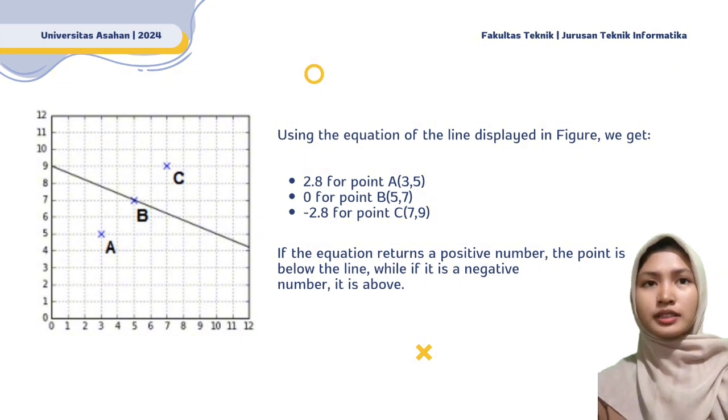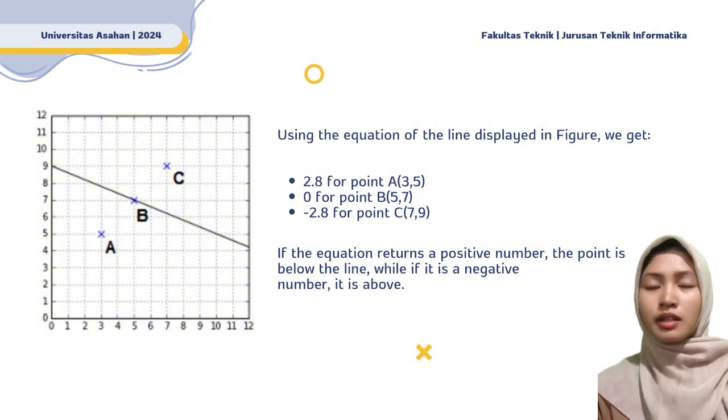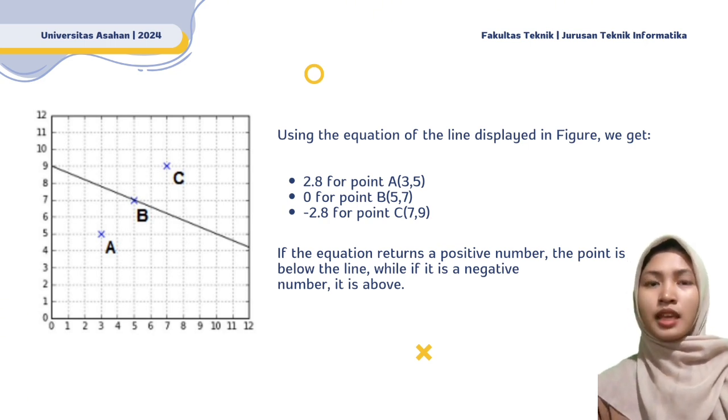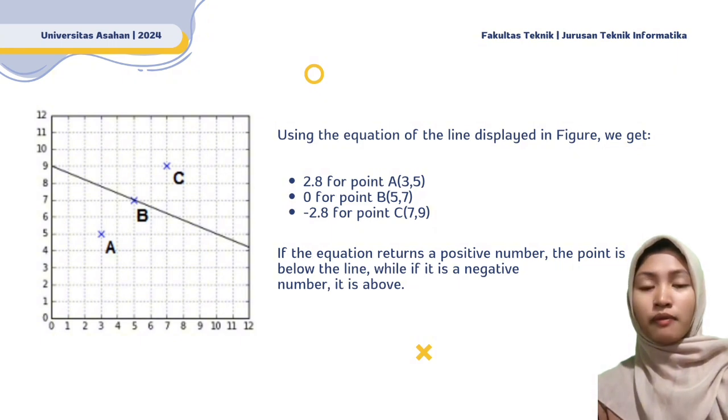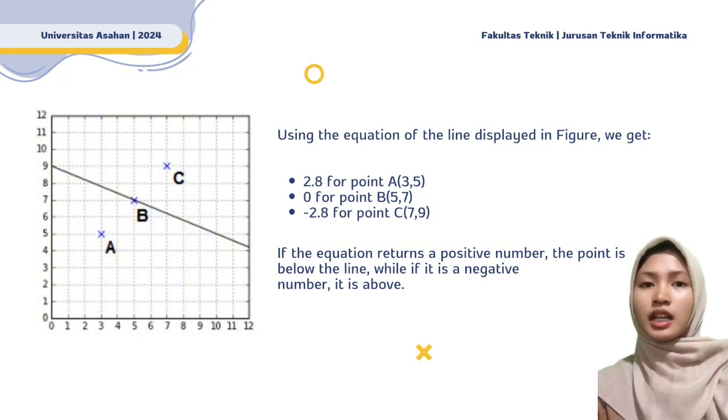Another thing to notice is that the sign of the number returned by the equation tells us where the point stands with respect to the line. Using the equation of the line displayed in the figure, we get 5.8 for point A (3, 5), then 0 for point B (5, 7), and -5.8 for point C (7, 9). If the equation returns a positive number, the point is below the line, while if it is a negative number, it is above.